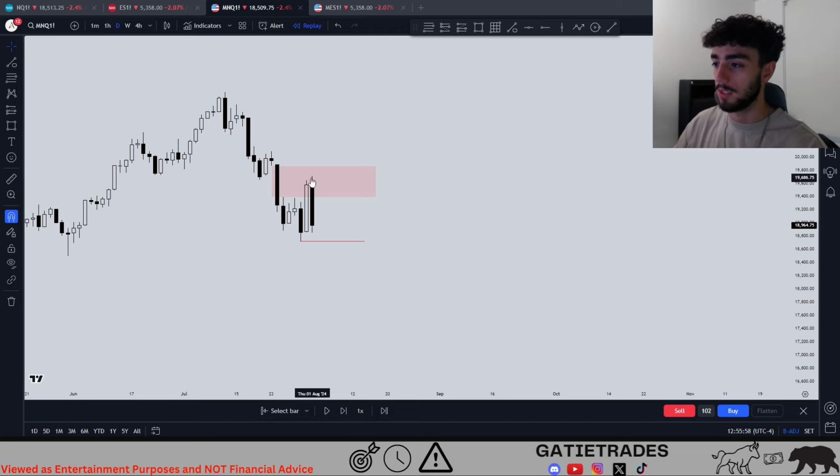So you can see here, we took out previous day high on Thursday, expanded lower, not taking out the low yet. What can you expect on Friday?